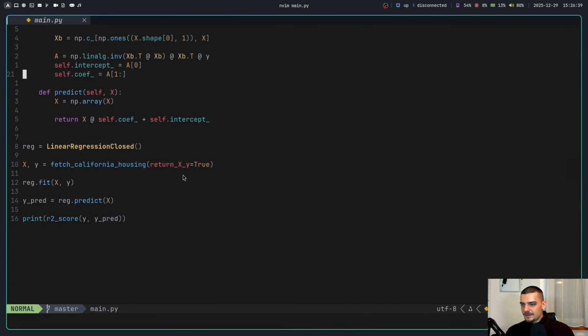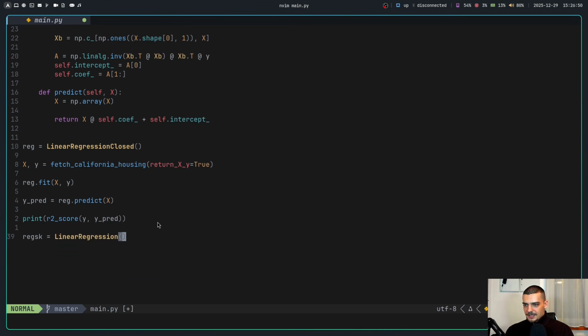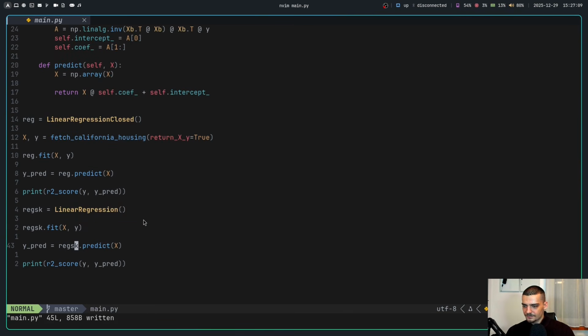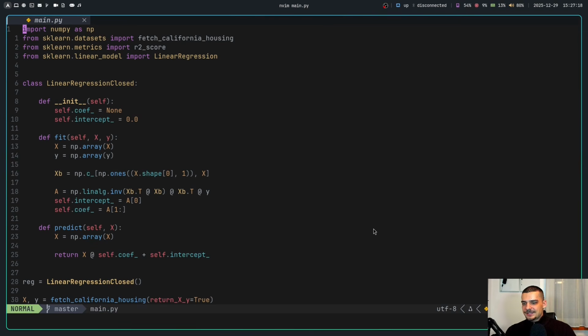Now, to see if that's a good score, if that's the correct score, so to say, we can do the exact same thing now with linear regression from scikit-learn. So I can say reg_sk is equal to LinearRegression. And I can try the same thing. I can say reg_sk.fit X, y. And then, yeah, basically I can just copy this part here, paste it down here, and replace reg with reg_sk, and then I can just run this again, and we can see we get the exact same score, meaning these are basically equivalent. So you can see this works.